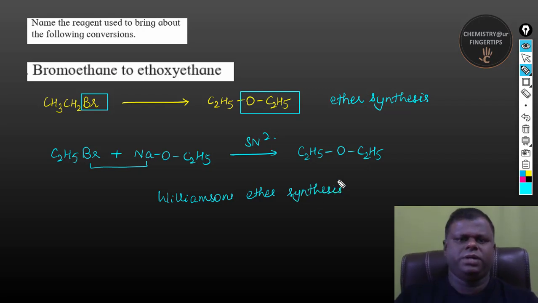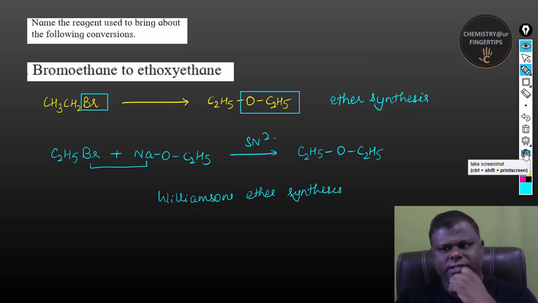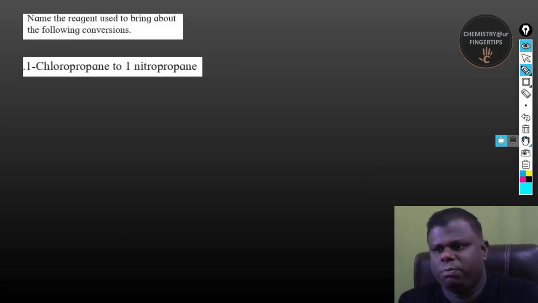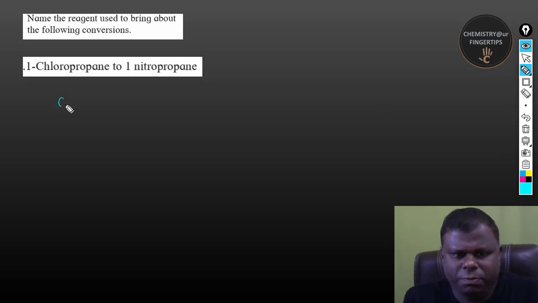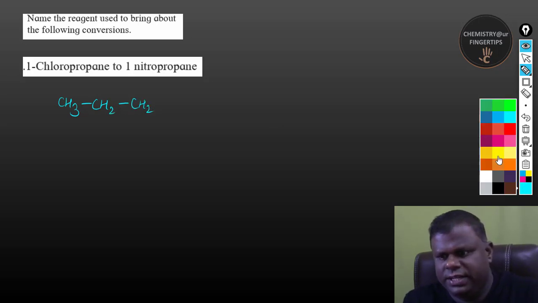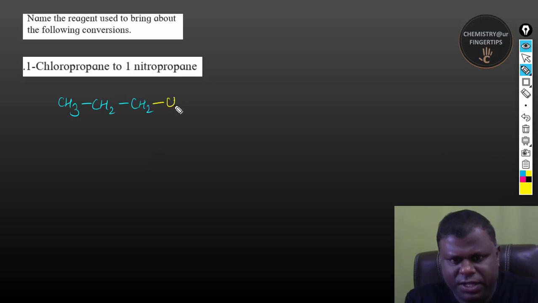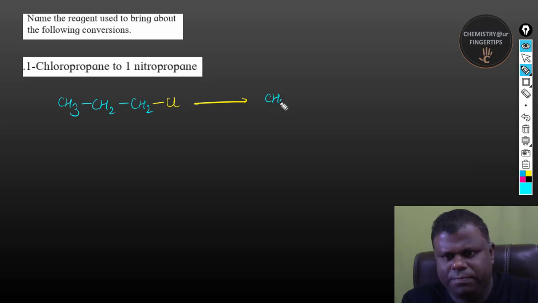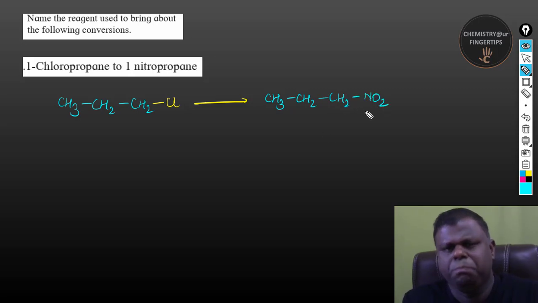I think this takes care of the first part. Now let's move on to the next question: 1-chloropropane to 1-nitropropane. So what exactly is 1-chloropropane? You already know this is CH3CH2CH2Cl. Now this is converted to CH3CH2CH2NO2. So this is a simple conversion.